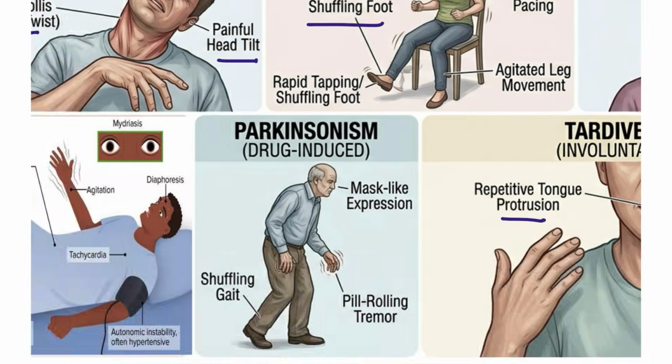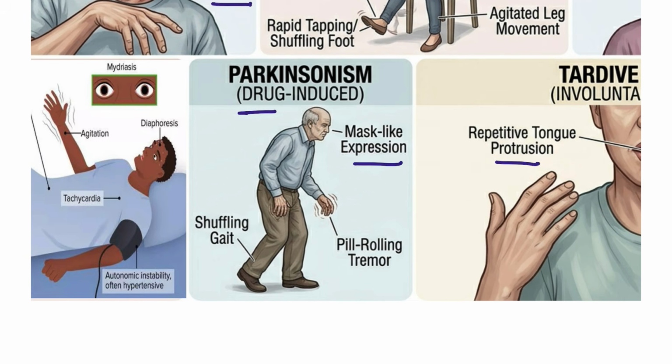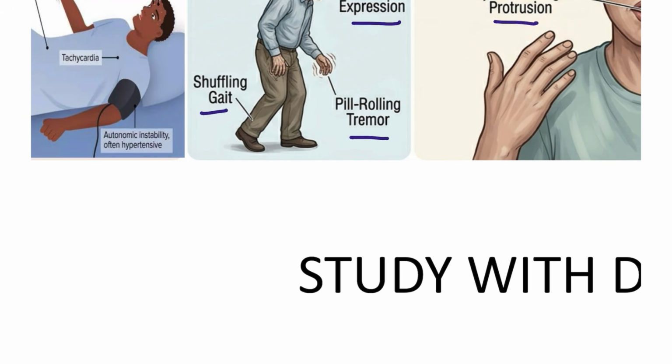Next, another condition, drug-induced Parkinsonism: mask-like expression, shuffling gait, and pill-rolling tremors. Here the treatment is benzhexol.